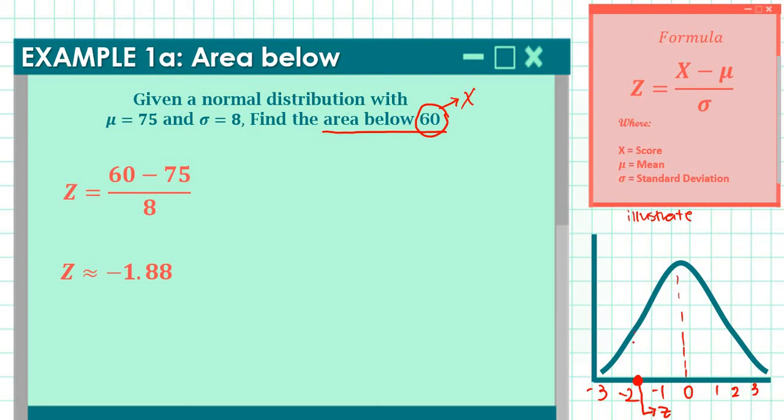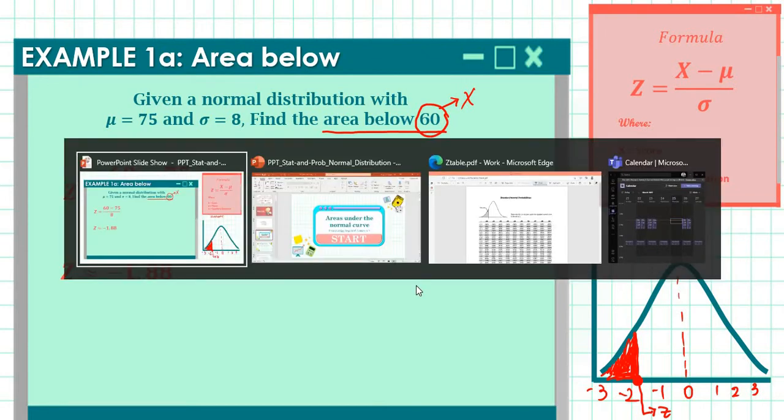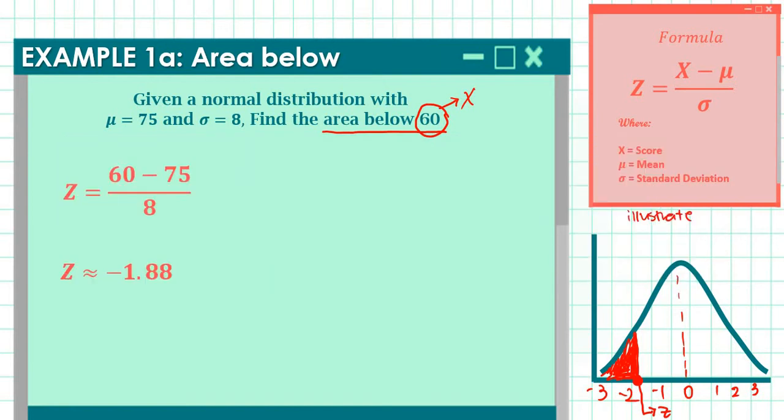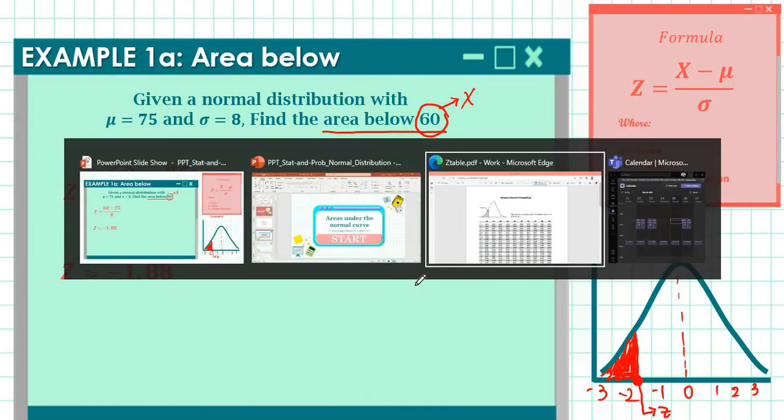Now, if we want to illustrate that, we just use the z-score as our marker. Then we shade the area to the left. And this is the area we are solving for. Now, since we already have the value of z, we are now going to use the z table to be able to identify the area. So again, take note of our z, that's negative 1.88.